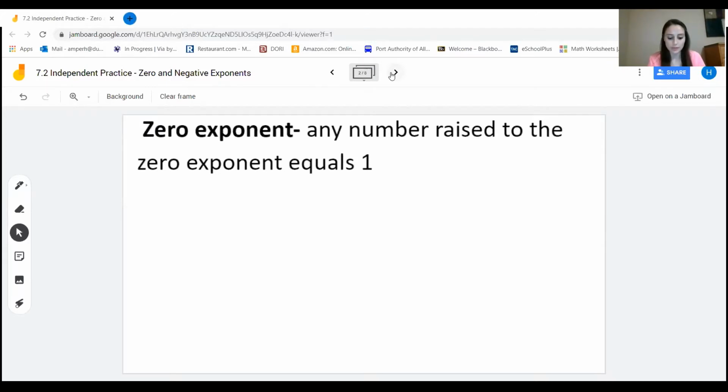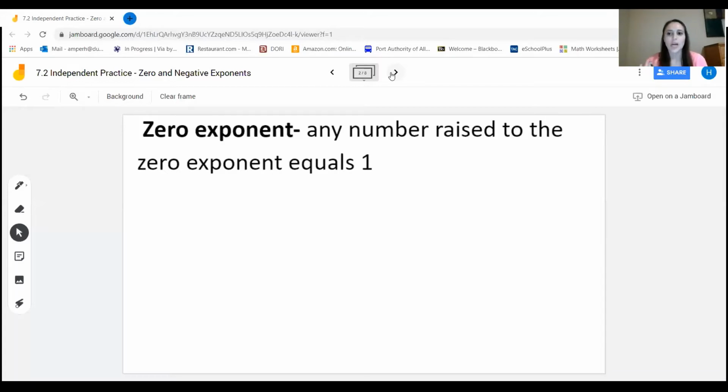So zero exponent. Any number raised to the zero exponent equals 1, okay? So that's just a rule to remember that anytime you have a zero exponent, the number is going to equal 1. And just to show you where this comes from, this actually comes from the division of monomials where we subtract the exponents that we talked about last video. So if you didn't watch that video, 7.2 independent practice part 1, watch that first because we're using that property to explain the zero exponent.